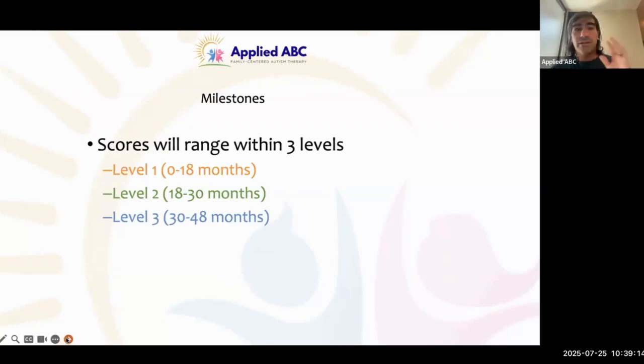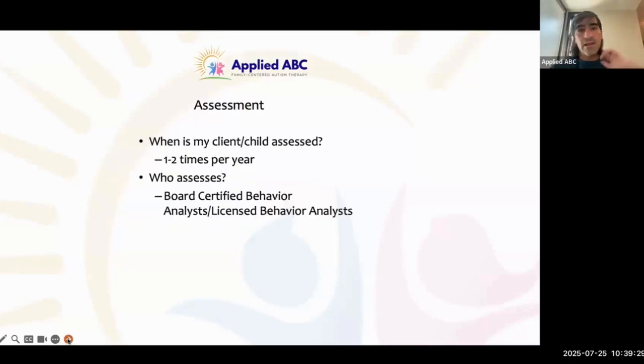Scores range from level 1, 0 to 18 months, level 2, 18 to 30, level 3, 30 to 48 months. So it's basically a norm-based assessment. These are the skills we expect from learners of this age. Children are generally assessed 1 to 2 times per year.